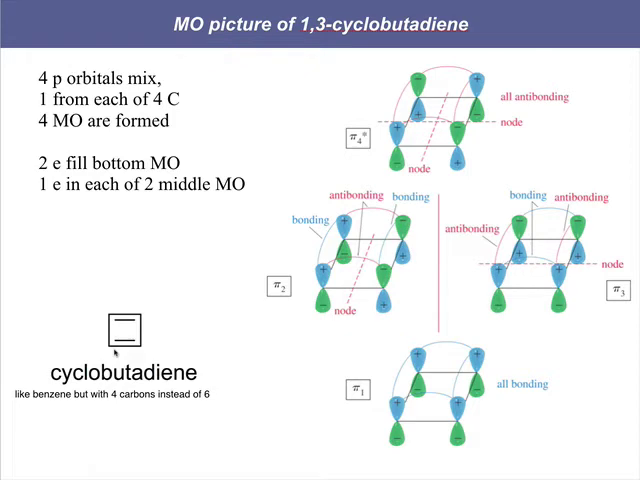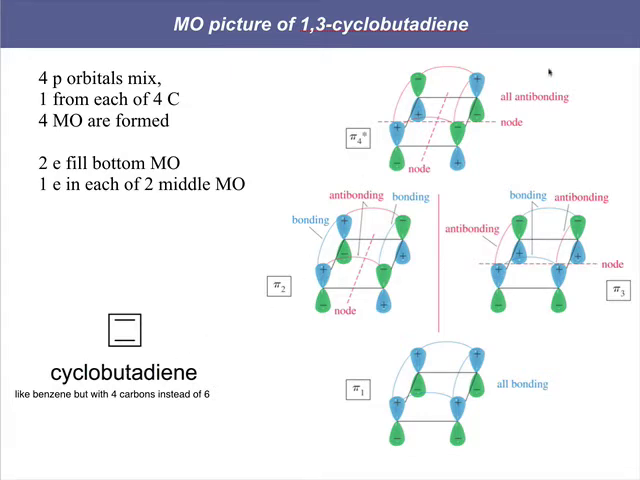So if we're going to be combining in this pi system 4 carbons, each with its own p orbital, and each p orbital with 1 electron, we should be combining 4 orbitals. We should be making 4 new orbitals.